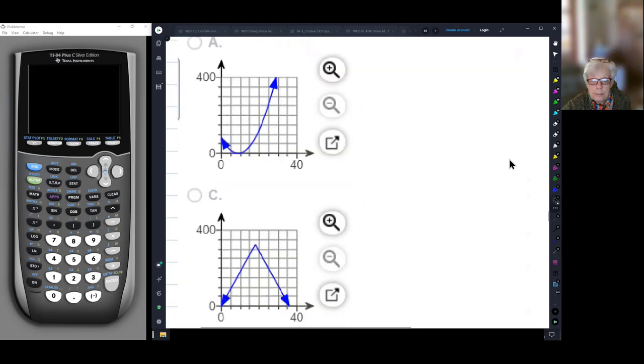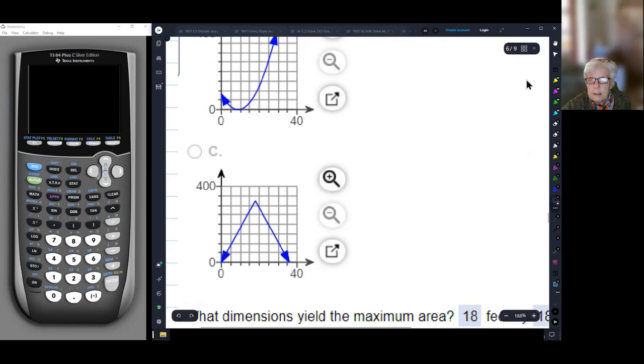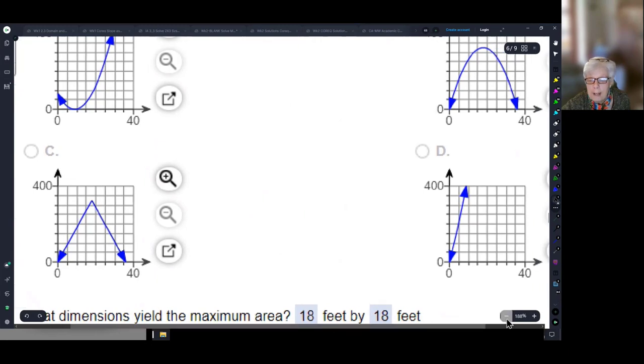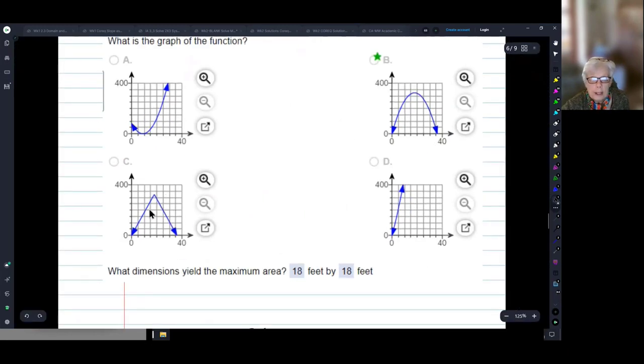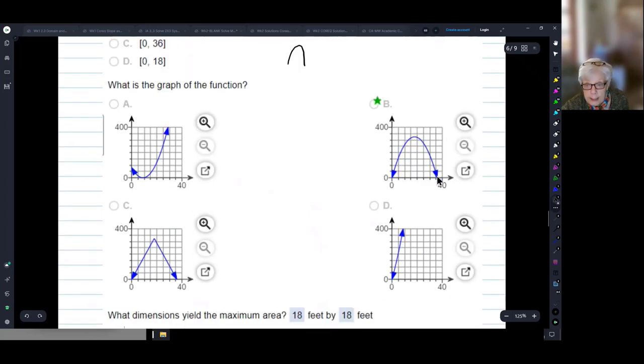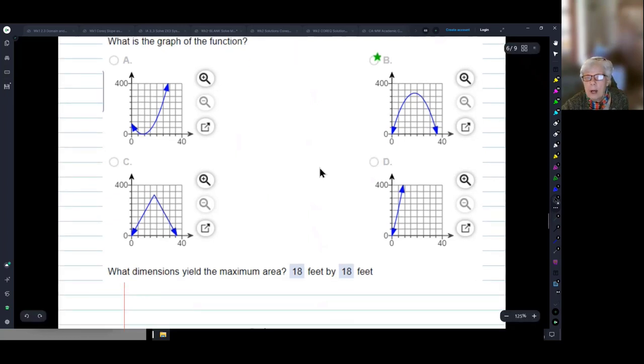Let's look. It goes over here too. So here you've got four graphs. One, two, three, four. None of them are cupped down except B. This is a cupped down parabola going from 0 to 36, not quite 40. So this is what we want. But process of elimination would have shown you that. You don't need a graphing calculator.